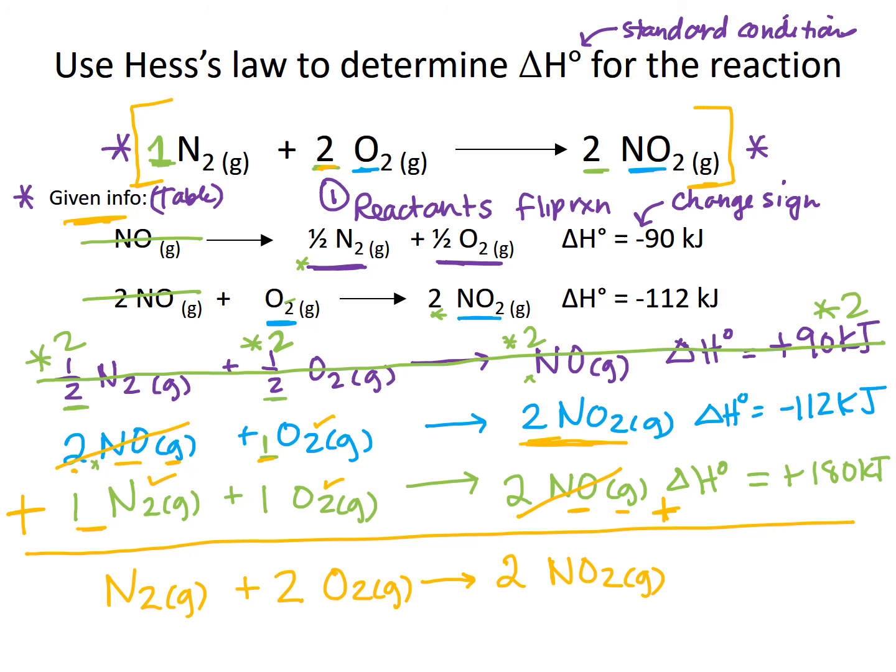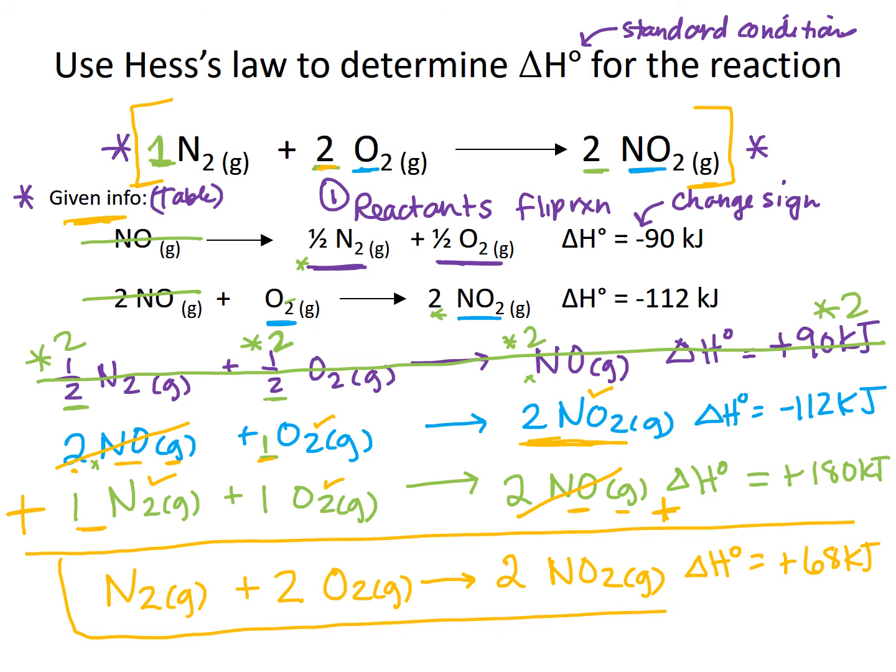Okay, so I've added those 2 reactions together. I've accounted for all of the reactants and all of the products. So the last thing I need to do to find the delta H value is add these 2 delta H values together. So if I take negative 112 plus 180, I get a delta H value of positive 68 kilojoules.